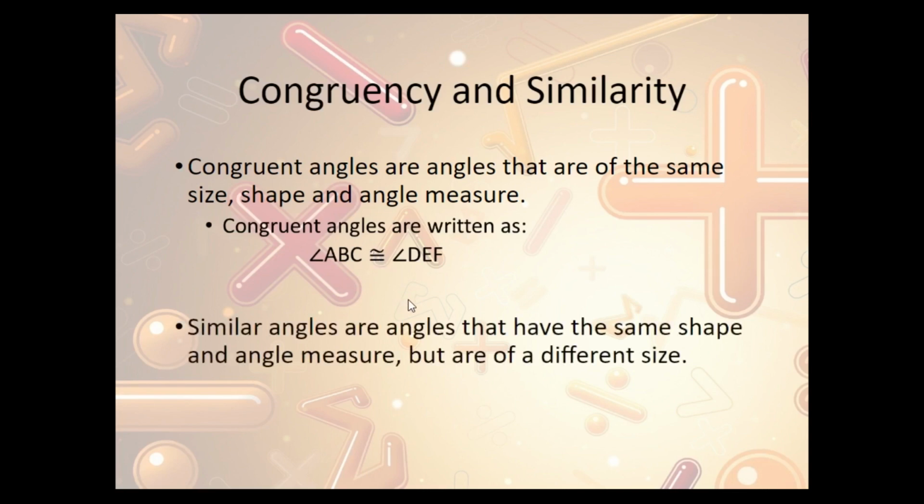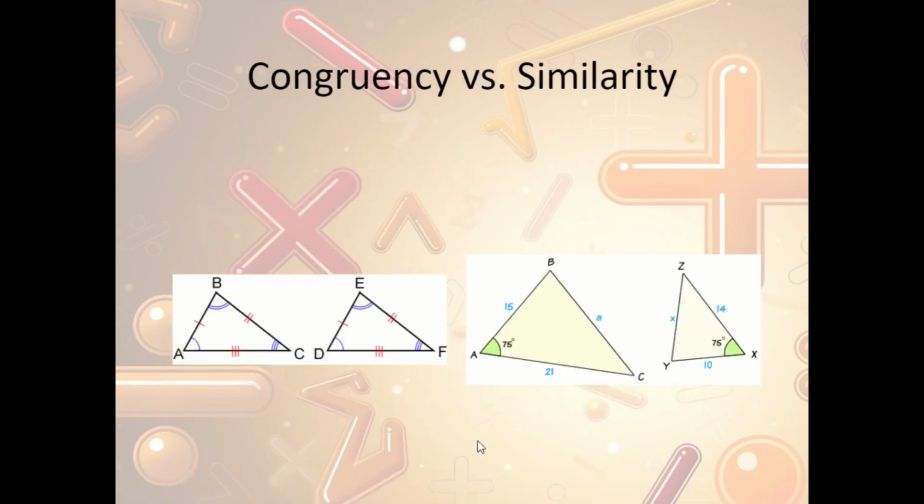Now, similar angles have the same shape and angle measure but are of different size, so they have different lengths. And we would say that angle ABC is similar to angle DEF, and the symbol for similar is the double squiggly. So congruency versus similarity.